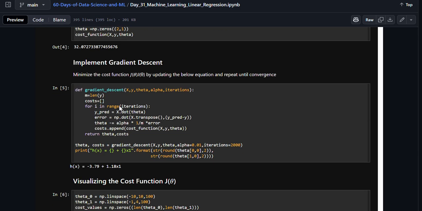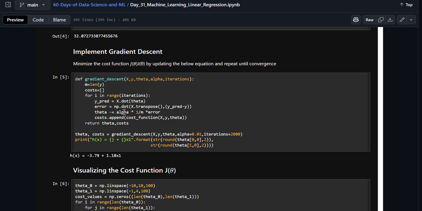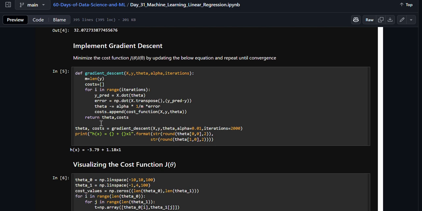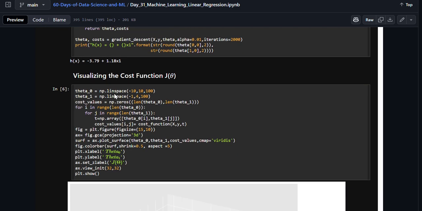Gradient descent is pretty important. It helps to minimize the cost function by updating the below equation and repeating until convergence, when it comes together. So we have X, y, theta, alpha, and iterations. Cost is put into a list. There's a loop for every value in the range of the iterations. Take X dot theta for the y prediction and have a NumPy dot with the transpose for the error. This is the theta value: subtract alpha times 1 over m times error. M was probably defined above somewhere. Append this cost, then return theta and the cost, and then have this for the gradient descent. That's the equation we got.